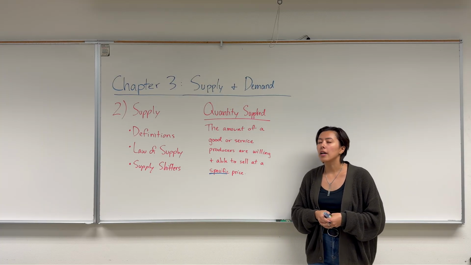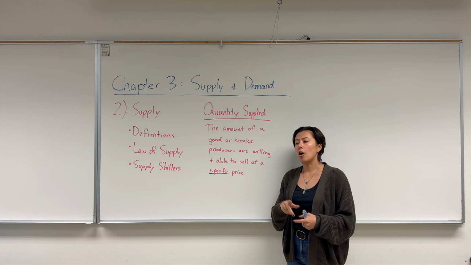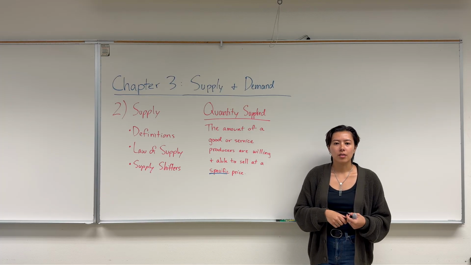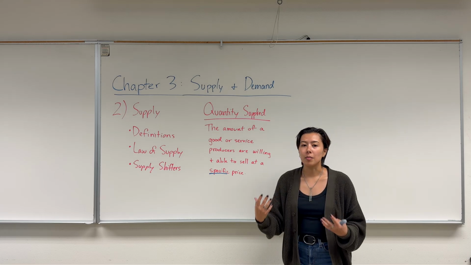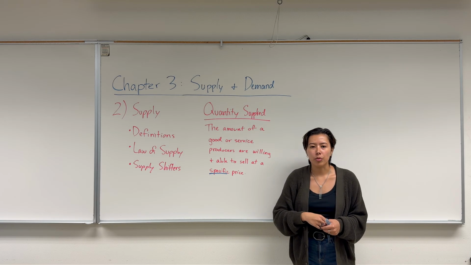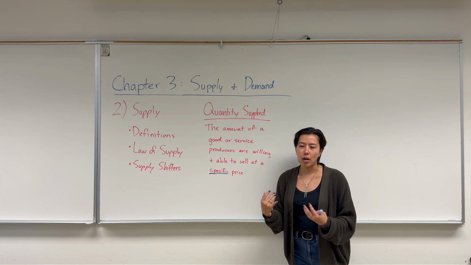Quantity supplied is the amount of a good or service that our producers are both willing and able to sell at some specific price. So much like our definition for quantity demanded, for quantity supplied we're looking at the amount that our producers are willing to sell at that specific, or given, price.